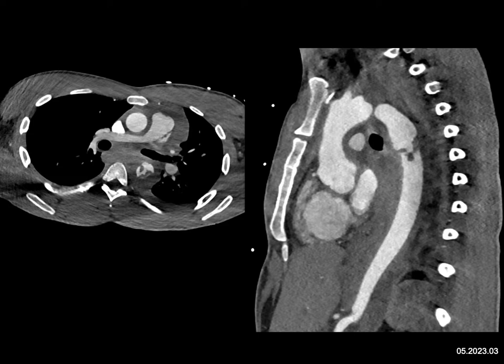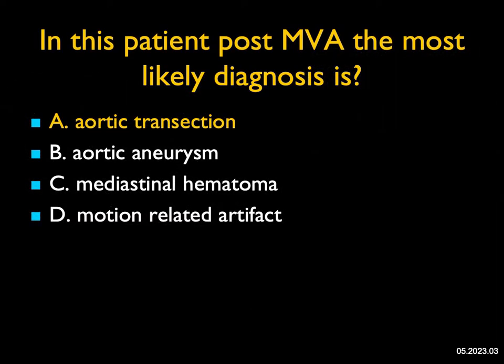This is not motion-related artifact. This is a beautiful example of aortic injury. This is an aortic transection. This patient was very lucky. Many patients with aortic transections will bleed to death and die before they come to the ER. Here the patient's transection was found, though this will often be repaired with an endovascular stent. Just a really classic case.